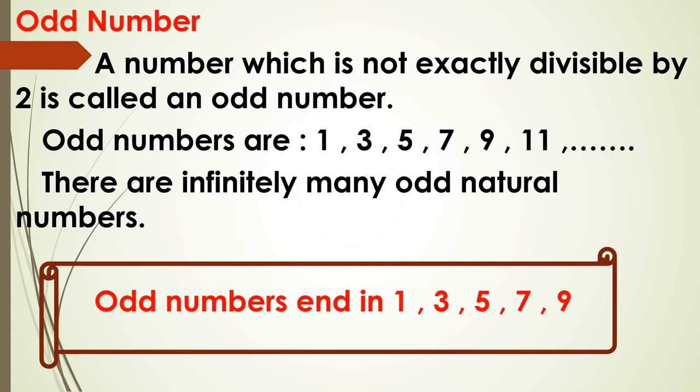And 0, 2, 4, 6 and 8: if any one of these digits is at the ones place, then it is an even number. If any one of 1, 3, 5, 7 and 9 is at the ones place, then it is an odd number.